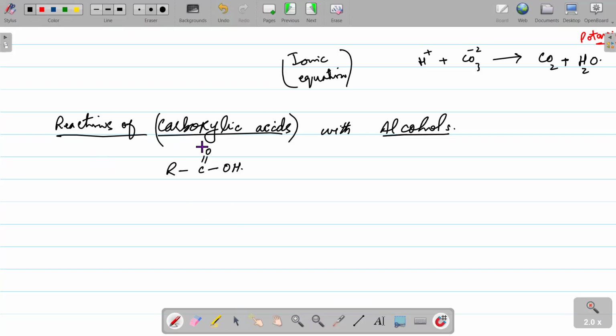So in this reaction, we are going to discuss reactions of carboxylic acids with alcohols. We know the carboxylic acids formula, that is R C double bond O and OH. Actually, it's a general formula for carboxylic acids. In this case, R stands for alkyl group.